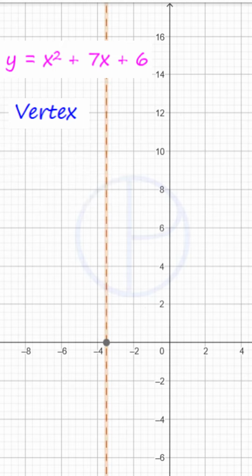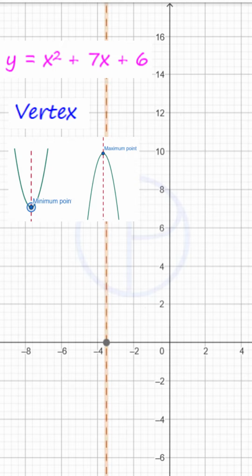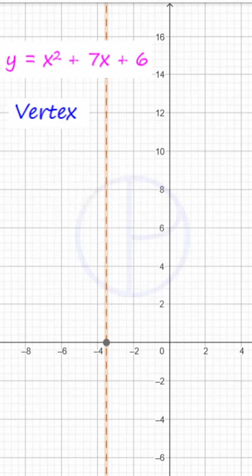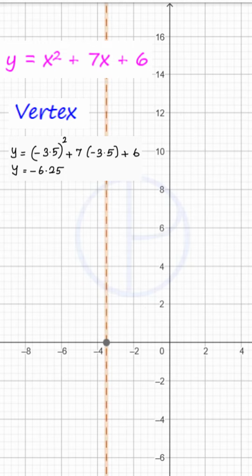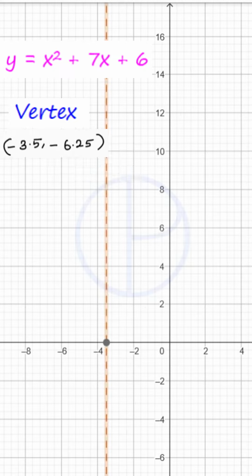The vertex lies on the axis of symmetry, so the x coordinate is the same as the axis of symmetry. To get the y coordinate, substitute the x value in the given function. So when we substitute, we get the y value as negative 6.25. So the coordinate of the vertex is negative 3.5, negative 6.25.